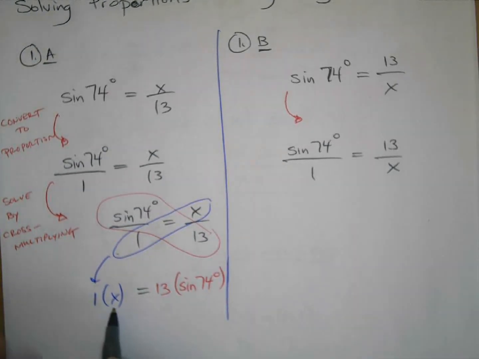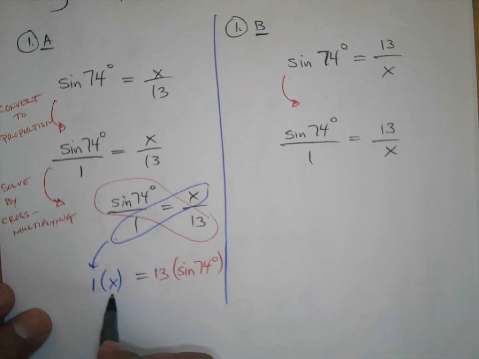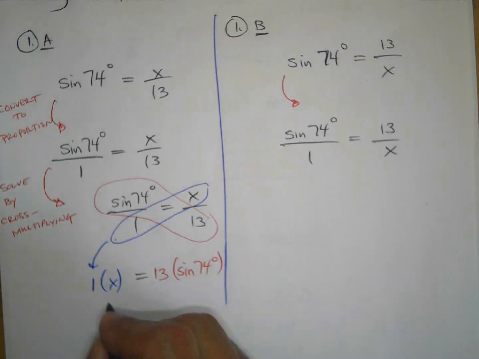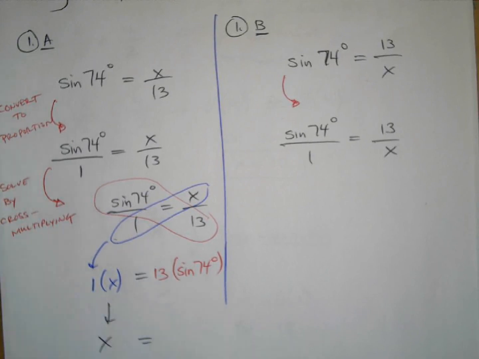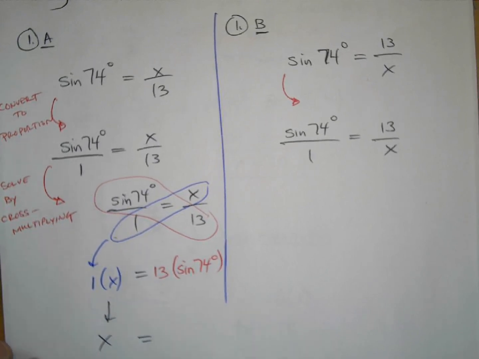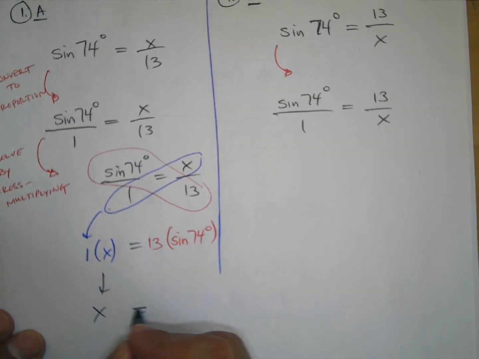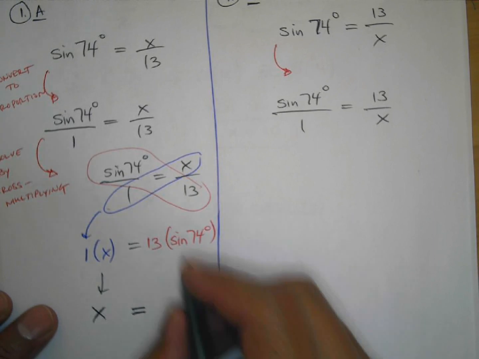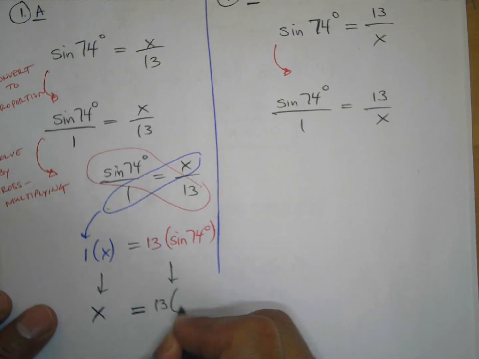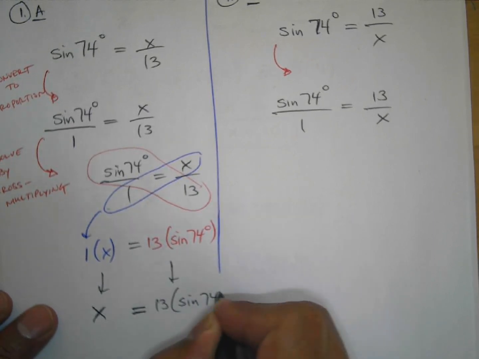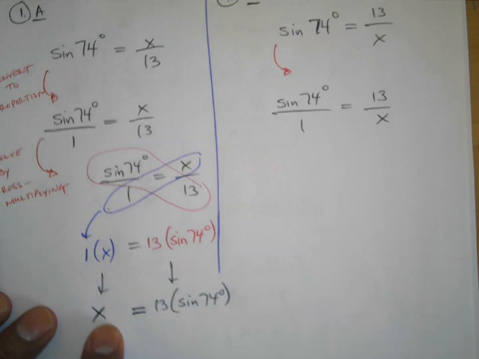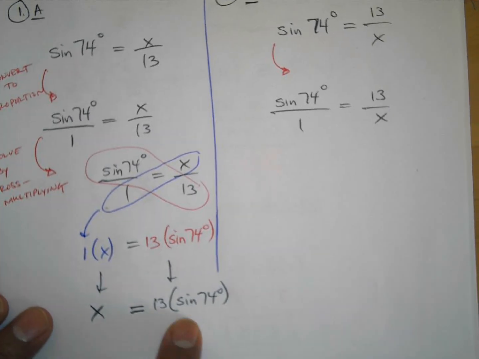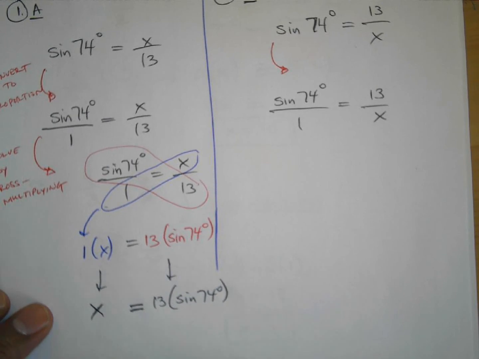All right. Well, this is a good one. This is an easy one. This is one of the easiest of these two. Because right here, 1 times x is just simply x. X is already solved for x. And then here's where the problem begins, because now how do you do this in the calculator? How do you do this in the calculator? 13 times sine of 74 degrees. It's already solved for x, and then I just got to multiply these two parts.